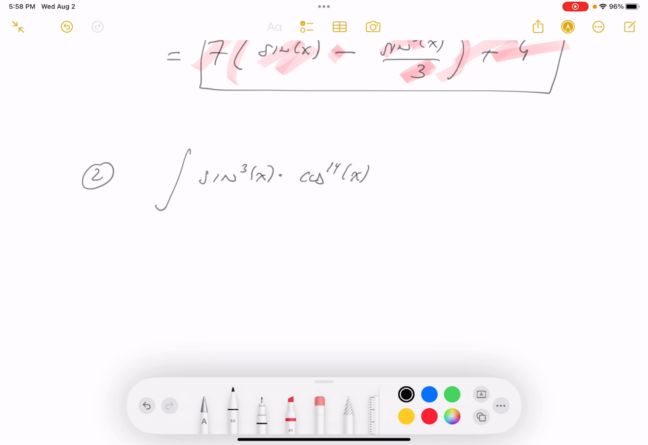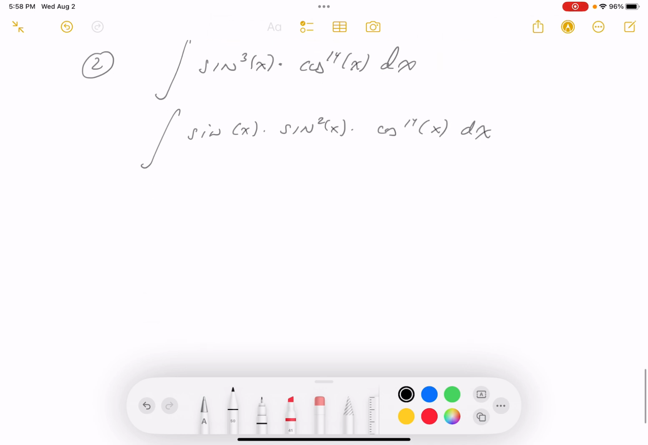Now I realize a lot of times you say, I can't remember all these things you're telling me. Well, you can always wing it and try something. And what I'm going to do over here is write the sine. I'm going to borrow one sine from the sine cubed, and I'd be left with sine squared, cosine to the 14th power x dx. Kind of looks awful. I'm going to make a substitution. And I'm going to say the sine squared is 1 minus cosine squared.